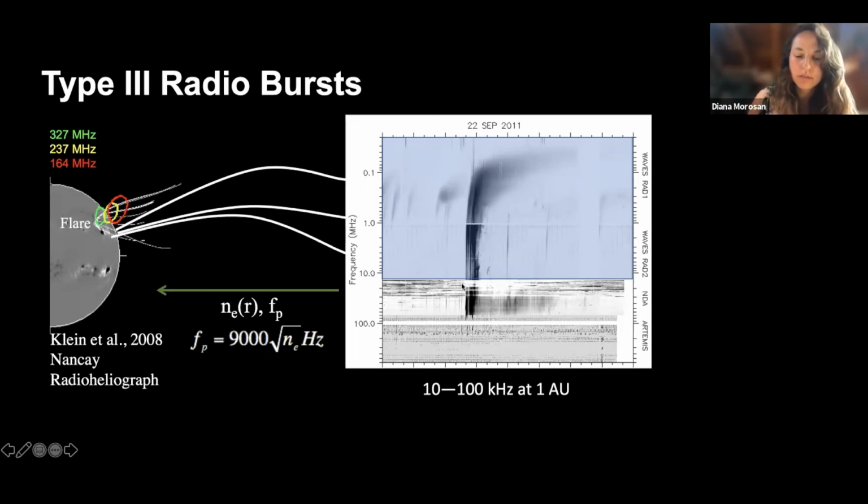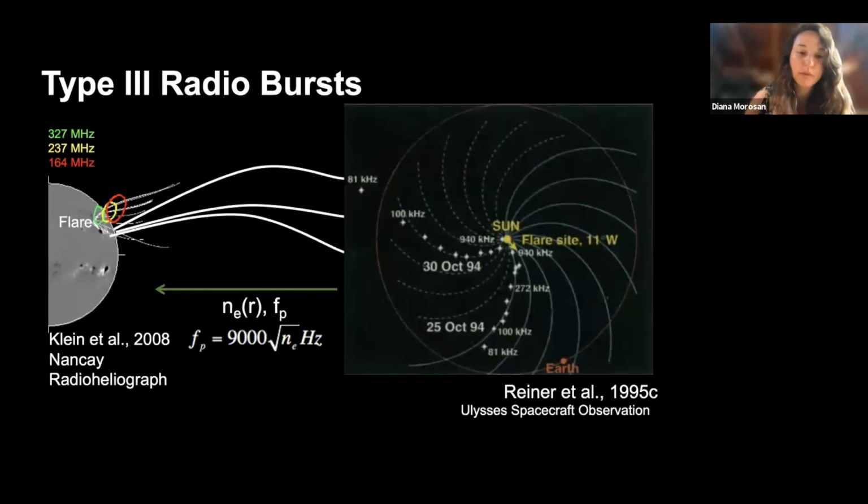And technically we could track them all the way until they reach us, as the frequency of emission decreases and decreases. And this has been done before with the Ulysses spacecraft, so it's quite an old study. They tracked these type 3 radio bursts that originated from a flare, and they could see that they followed roughly the shape of the interplanetary magnetic field. And the interplanetary magnetic field is in the shape of an Archimedean spiral, and the type 3 radio bursts do indeed propagate that way.